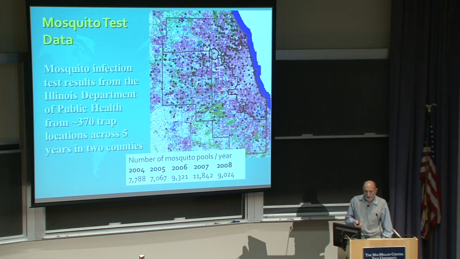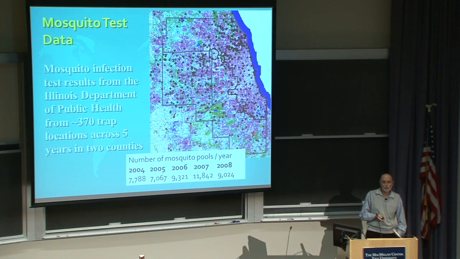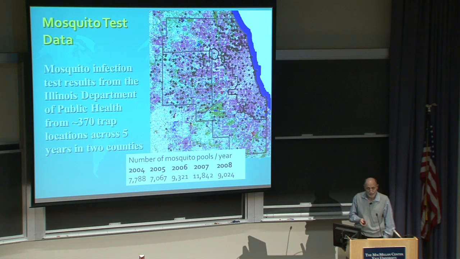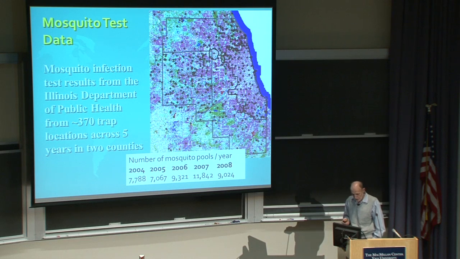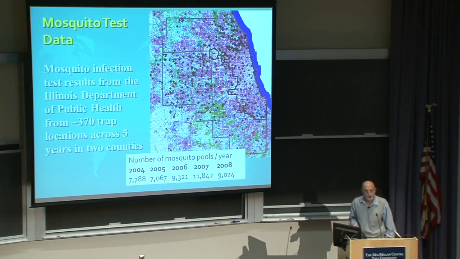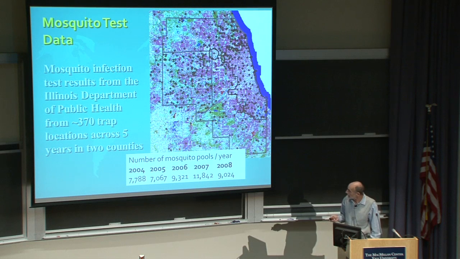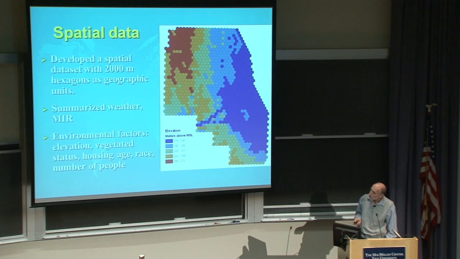And then we had mosquito test data based on the data collected by the Illinois Department of Public Health from over 350 traps over the 5 years in the 2 counties. And they collected between 7,500 and 10,000, 11,000 mosquitoes each year.